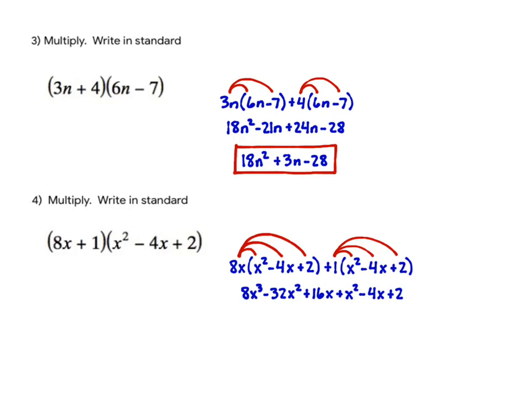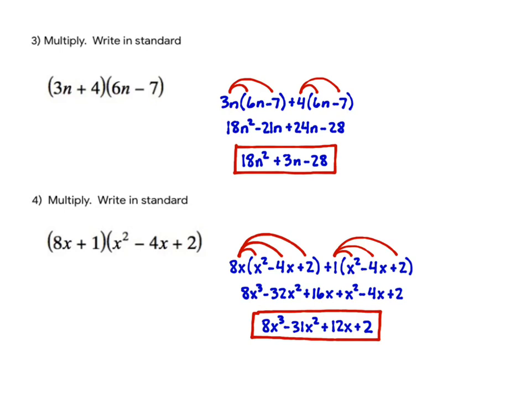We'll combine like terms here. The highest exponent is 3 and there are no other ones, so it's just going to be 8x cubed. The next highest exponent is the x squared, so we got negative 32 of them and 1 of them, so that's negative 31x squared. The next order is 16x and negative 4x, which is 12x, and then the last thing is the 2. And so that's our final answer.